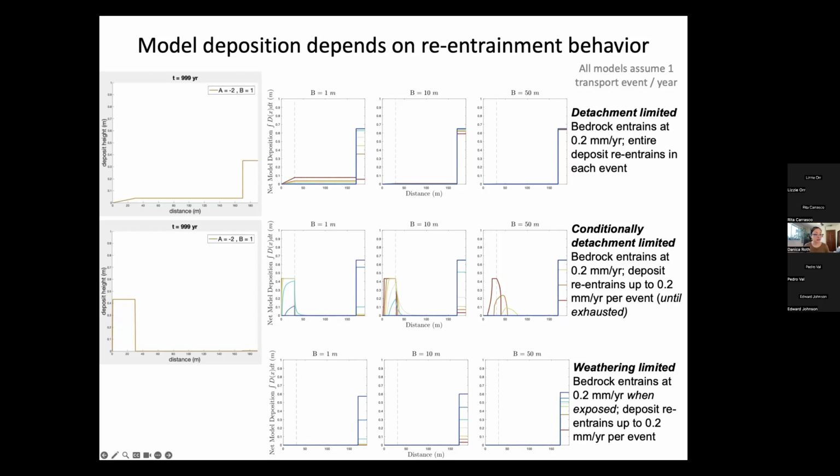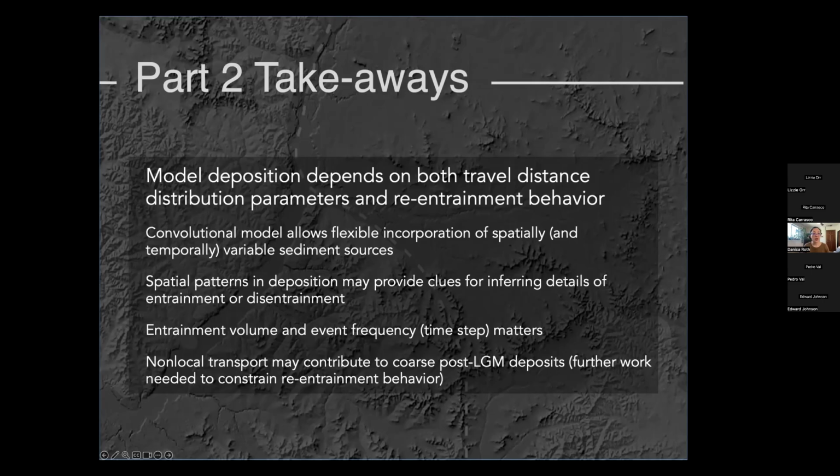So again, these are just theoretical toy models, but it demonstrates that the re-entrainment behavior really makes a big difference on how the deposit ends up looking. So the deposition depends both on the travel distance distribution and on the re-entrainment behavior.